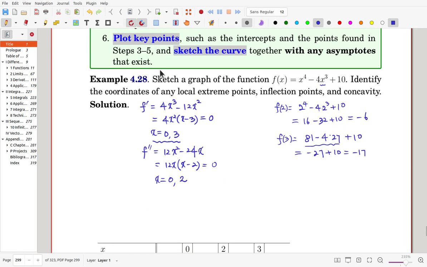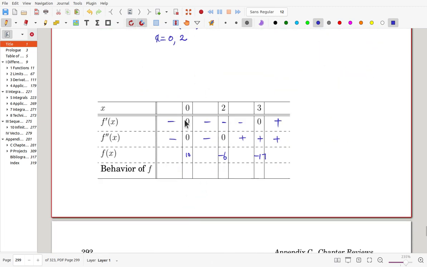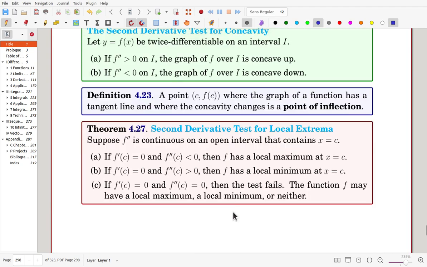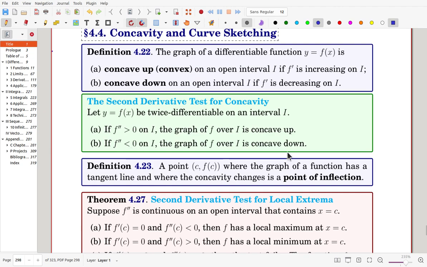So now the key points are: when x equals 0, the value is 10, which will again be the y-intercept; x equal 2 gives minus 6; and x equal 3 gives minus 17. Now let's look at the behavior of f. F prime is negative, which means it's going down. Double prime negative means concave down. We already know that from here. And if the second derivative is negative, it is concave down.